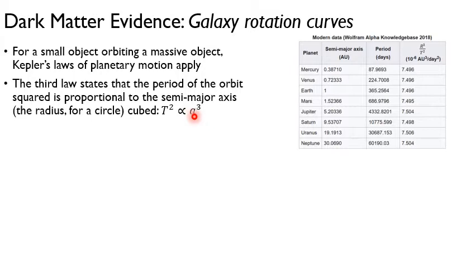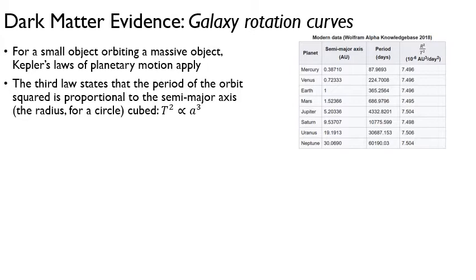If we take a look at objects in our solar system, these planets are small objects going around the Sun, which is a massive object. We can measure their semi-major axis, just sort of the radius of the circle, and measure the period, so how long it takes to make one orbit. We plot here the radius cubed divided by the period squared, and you see it's more or less constant, exactly like you would expect from Kepler's third law.